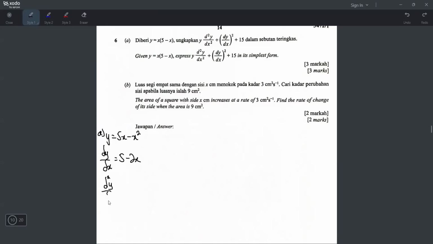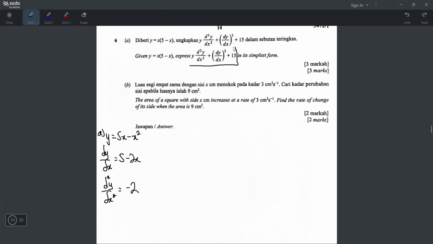But what is your d2y dx2? Okay, this one we call it second derivative. It means you differentiate dua kali. So you just take dy dx, differentiate sekali lagi. Okay, when you differentiate 5 is 0. So remember, when you differentiate number is 0. And then when you differentiate negative 2x, it's just negative 2 x power 0. But x power 0 is like, you don't need to write because x power 0 is 1. So this is your second derivative answer.